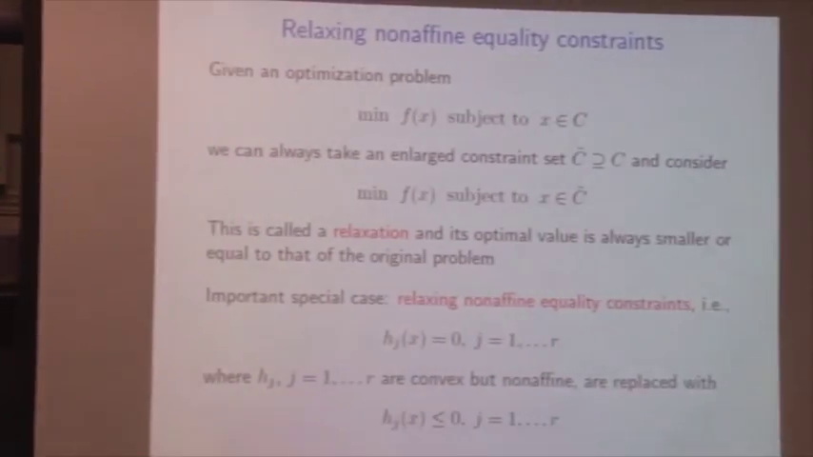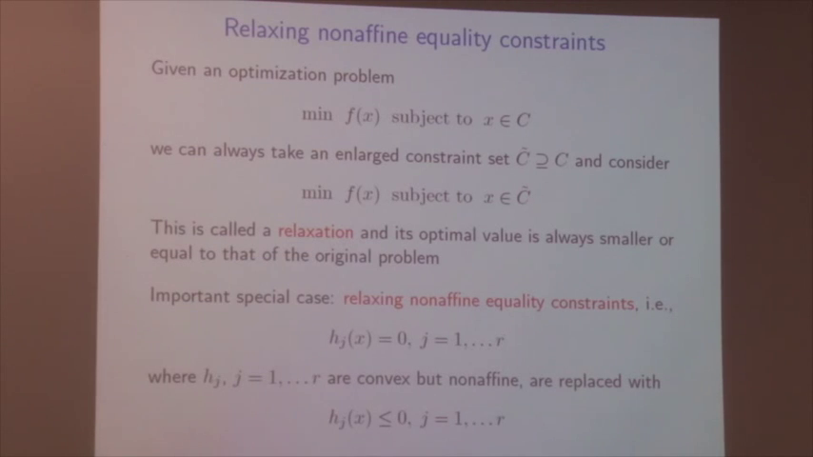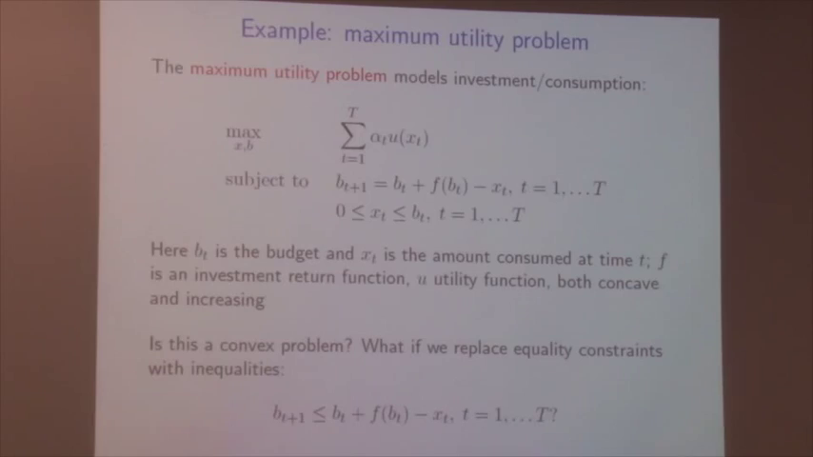And sometimes this is really nice because you have a problem that's tractable or easy to solve, and you'll still get the same solution. There are certain problems that have this property. And here's a problem, and it's on your homework, that has such a property. This is called the maximum utility problem. The idea is, at time t, I have some budget, b_t. I invest that budget, and I get some return on my investment. That's f of b_t in the above formulation.